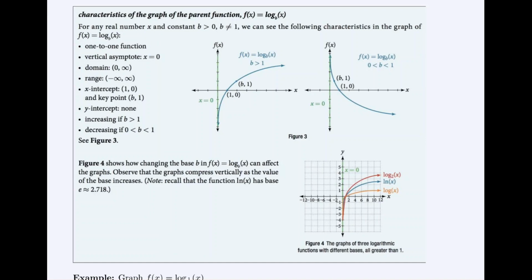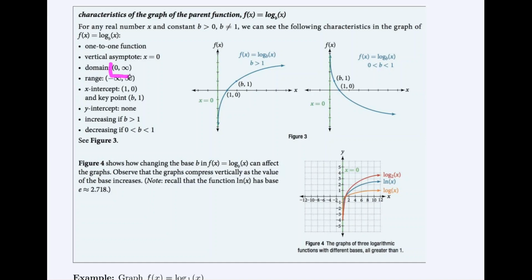Now, logarithms have vertical asymptotes at x equals 0. And that makes sense, right? Because we know exponential functions have horizontal asymptotes at y equals 0, but for inverse functions they switch the x and y. So now logarithms should have vertical asymptotes at x equals 0.